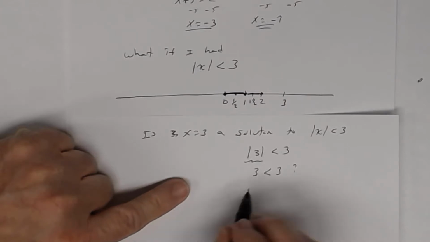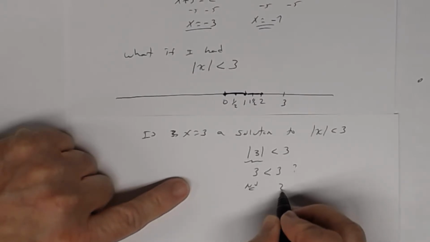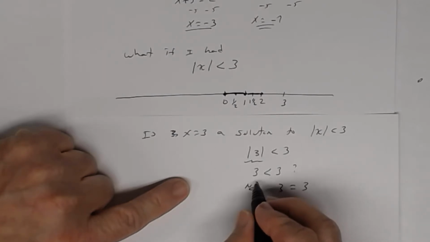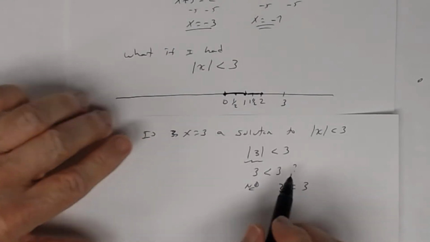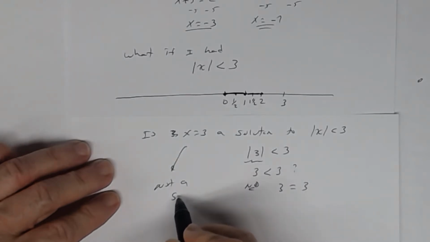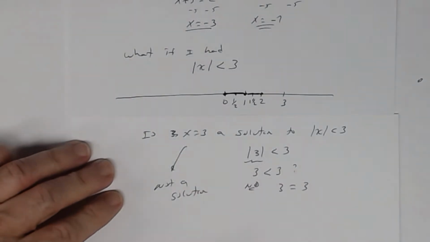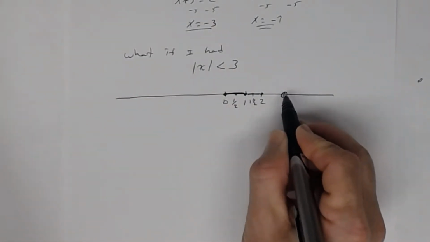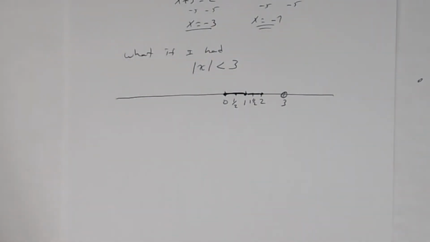The answer is no, right? The answer is no. 3 equals 3. 3 is not less than 3. So the answer is no there, right? So I'm going to come back. So that means that this is not a solution. So that's not a solution. All right, so I'm going to come back, and on 3, I'm going to put an open circle. So the open circle to indicate it's not a solution.